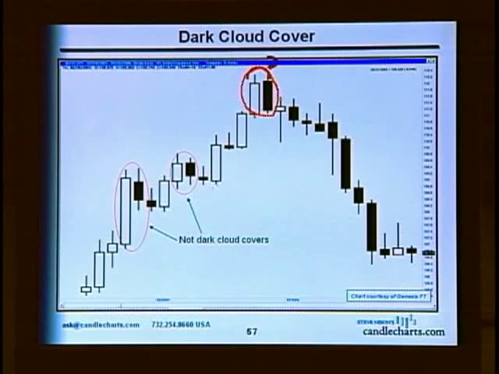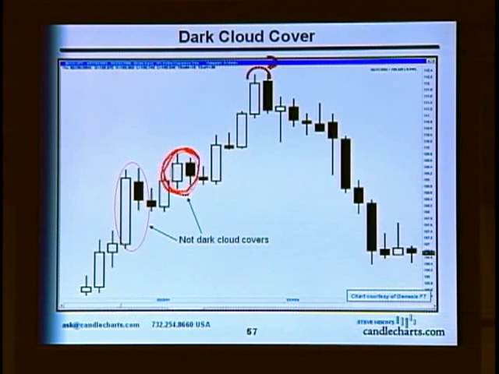Okay. Now, with that in mind, let's look at here. And this is a very common mistake people make also, because it's something I really don't talk about in my books. That black real body got more than halfway into the white candle, but is there a real change in psychology? No.